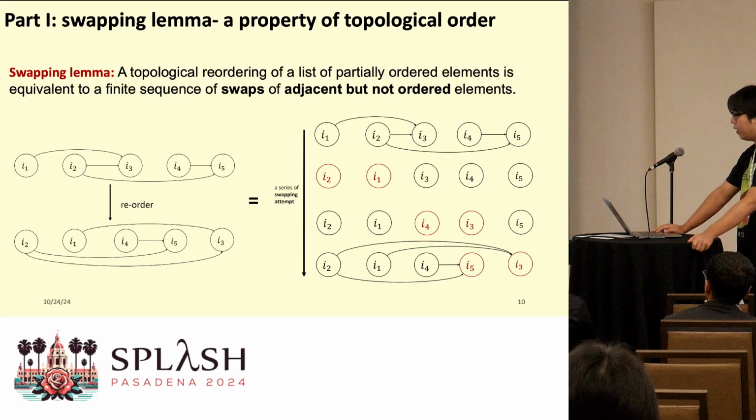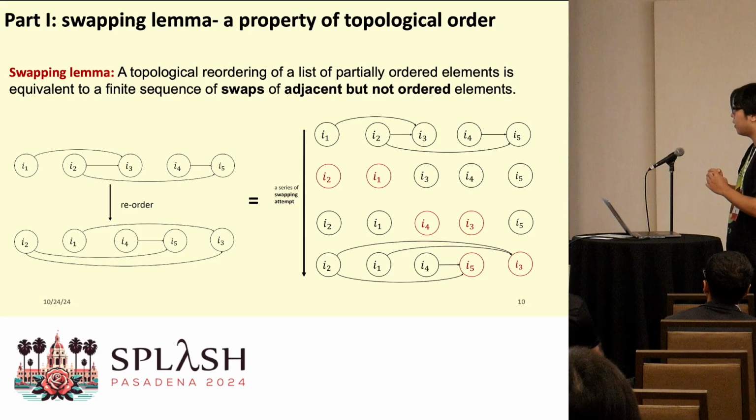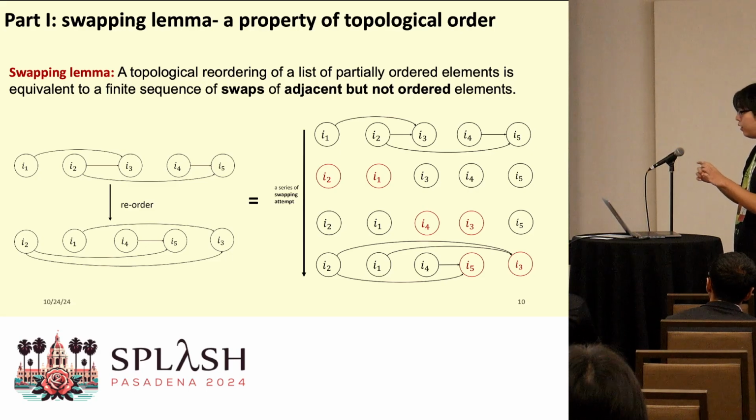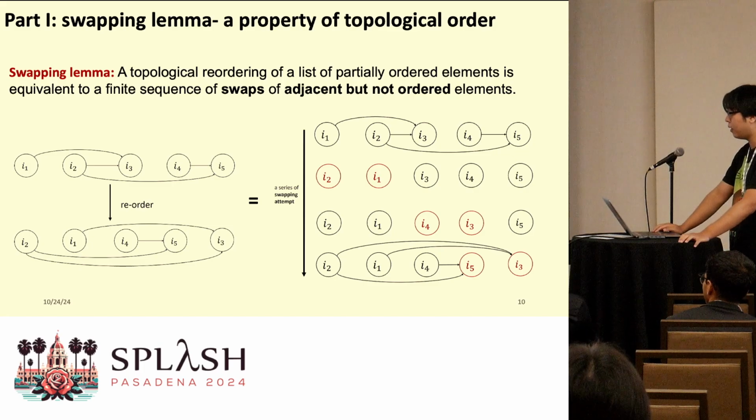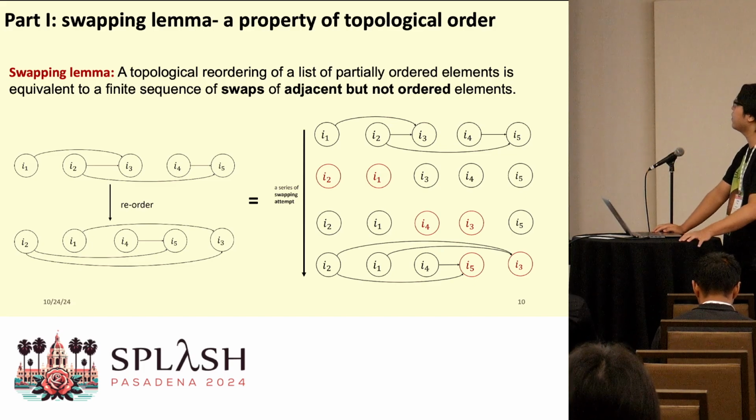The property says that if two lists are a topological reorder of each other, assuming we already have some relation on them, meaning they consist of the same elements, then this reordering is equivalent to a series of swappings, a series of swappings that only swap adjacent independent elements. You can look at the right figure.